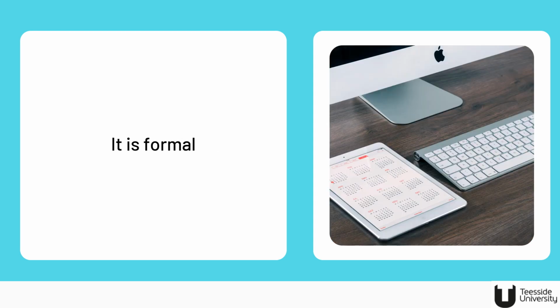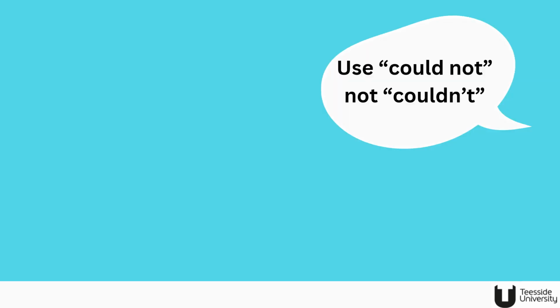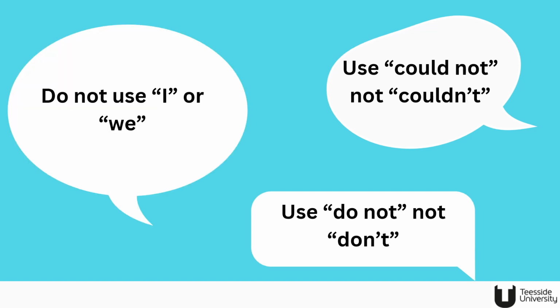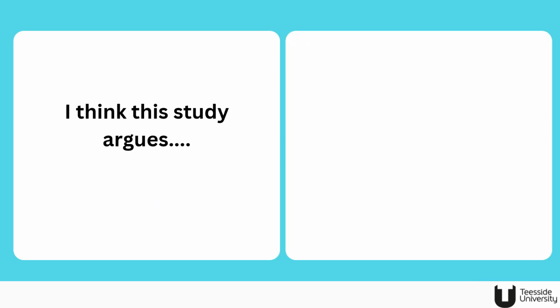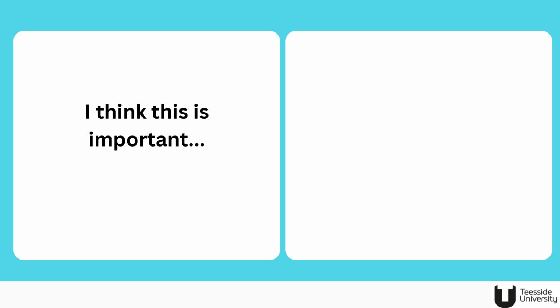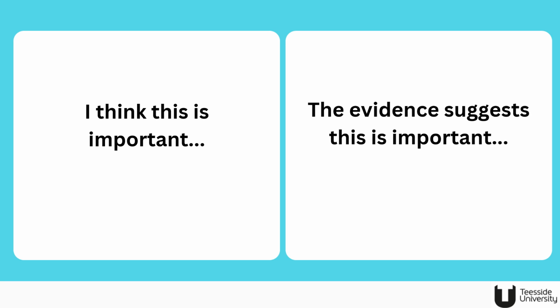It is formal. You'll be expected to use an academic tone in your writing, so this means no slang, no colloquialisms or contractions. And contractions are where we shorten words like could not into couldn't or do not into don't. You'll also mostly be writing in the third person, which means not using words like I or we. So instead of writing, I think this study argues, you would write, this study argues. Or I think this is important, you might write, the evidence suggests this is important.